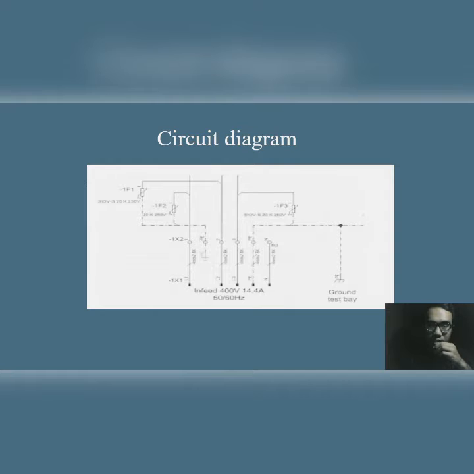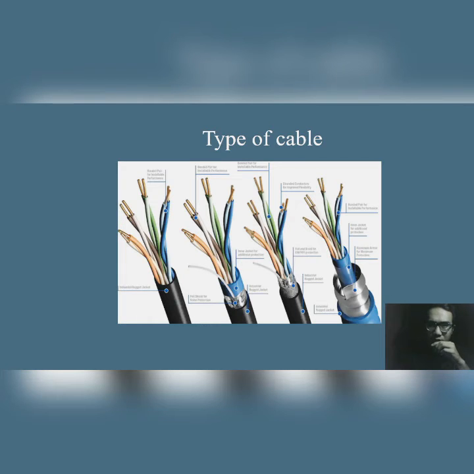This is a circuit diagram for the kit 4.0 high voltage. This is the L1, L2, L3 cables, PE, and neutral cables. And this is a ground test bay. This is a type of cable used in the kit 4.0 high voltage. This is a type of standard wire.